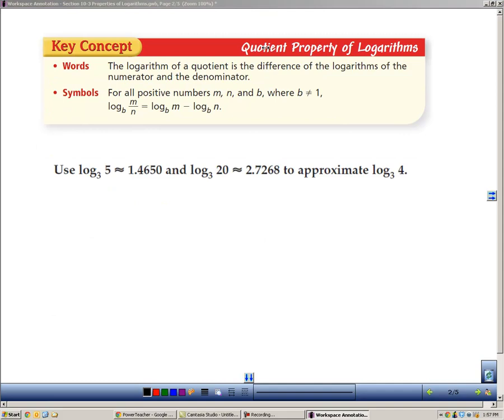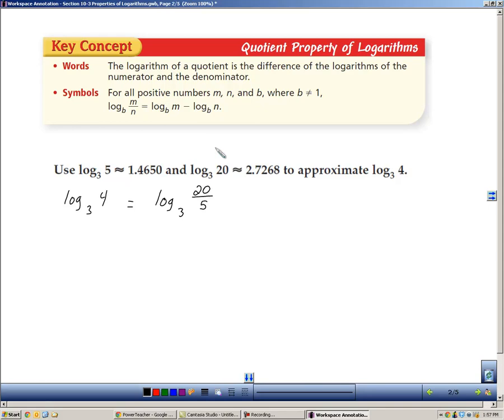Here we're going to look at the quotient property for logarithms, and that says if you're taking the log of a quotient, you can break that up into two separate logs that are being subtracted. So in this example, I want to find out what the log base 3 of 4 is. Well, I know what the log base 3 of 5 is, and I know the log base 3 of 20. Well, can I write 4 as 20 over 5? So I could rewrite this as 20 over 5, because that equals 4.